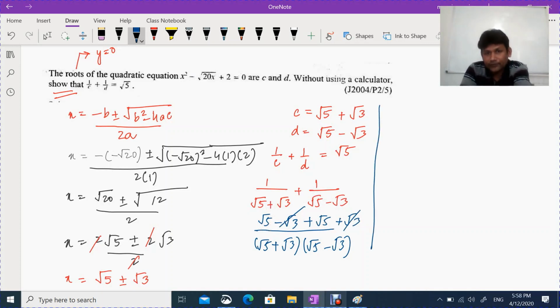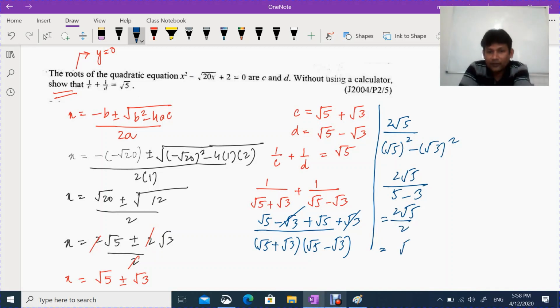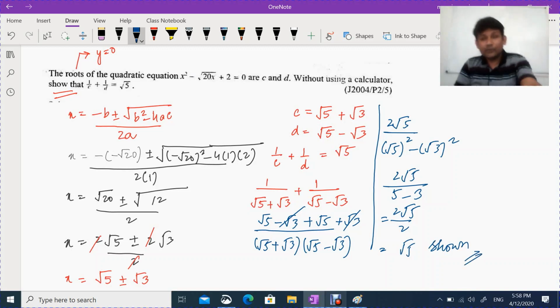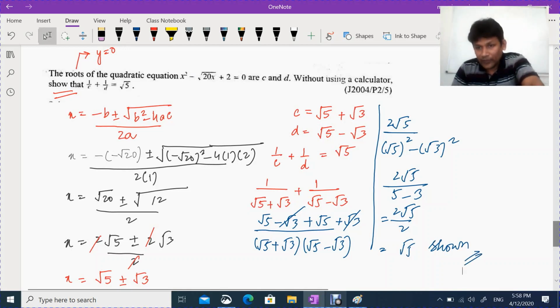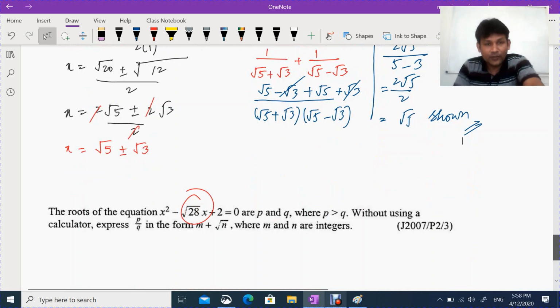Okay, I'm writing here 2 under root 5, and you can use the difference of two squares formula. Under root 5 squared minus under root 3 squared. This is only 5, this is only 3. The result is only 2, and the 2 cancels out, leaving under root 5, and we have shown it. That's good. It's a very important question, and we have the same type of question. There is no question in the book like this, so please practice this.